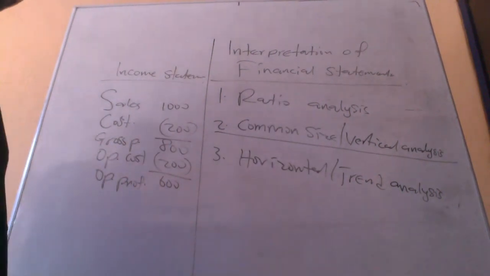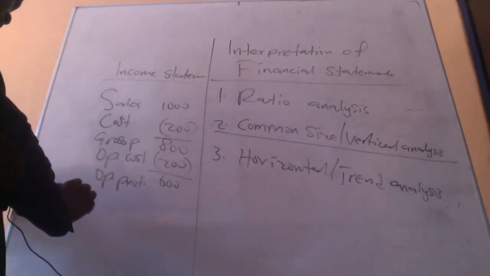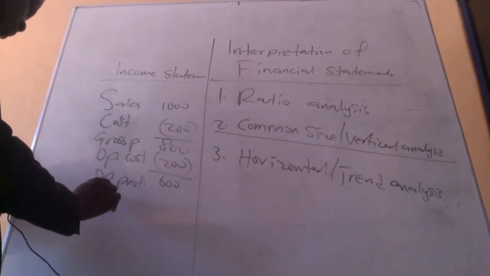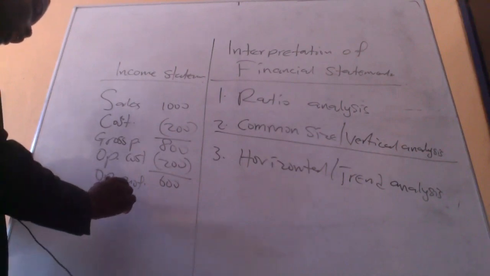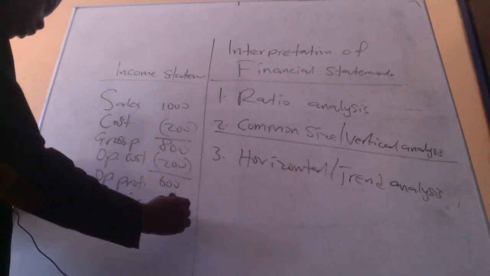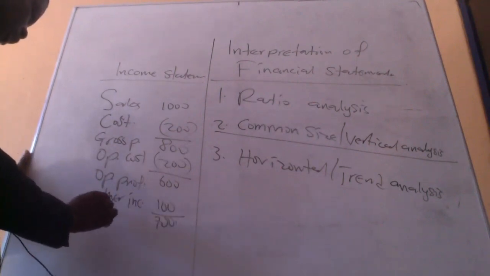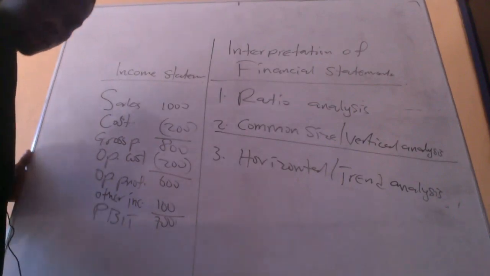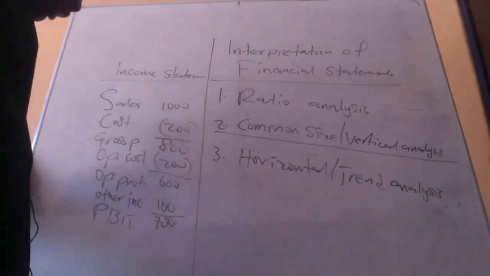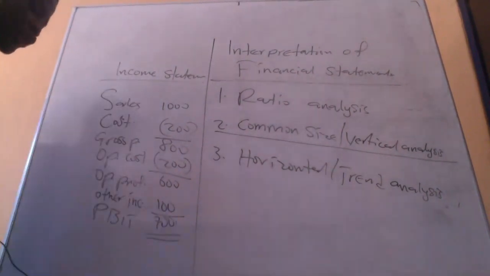Then let's add other income. Assuming other income is just 100 cedis. What do you get? 700. That's our profit before interest and tax. Good. Let me just end here. I know that you can do more.